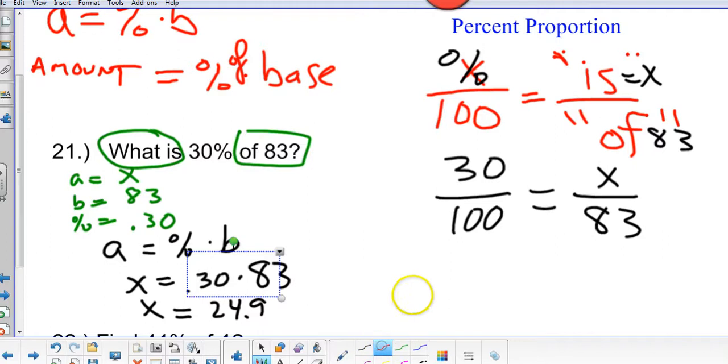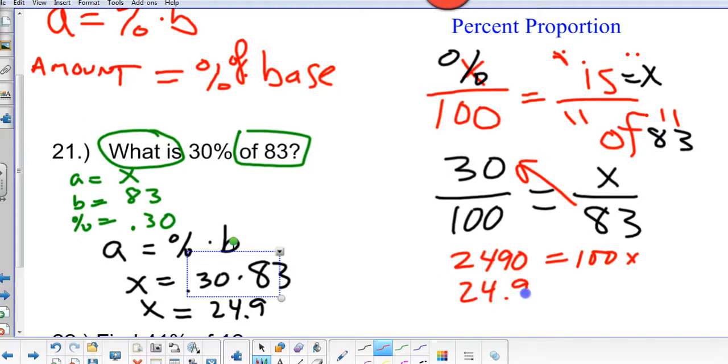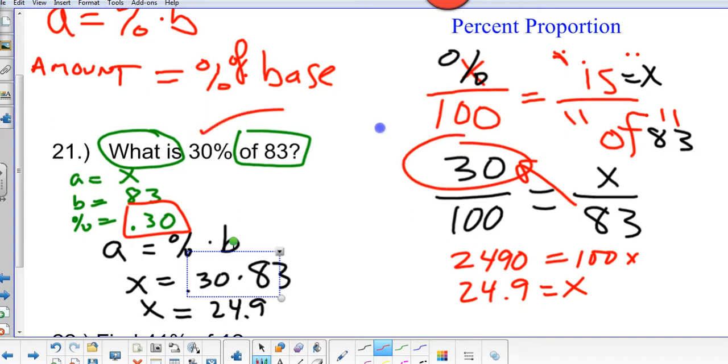If I do cross products here, this is going to be 2490 equals 100x, and then you solve. It's 24.9. So either way, you get 24.9. That's not the issue. So a couple of things to consider if you're going to use a percent proportion. You don't change to a decimal like we did in the percent equation. In the percent equation, we chose to use it as a decimal. In percent proportion, you take that 30% and just put it as 30 over 100.